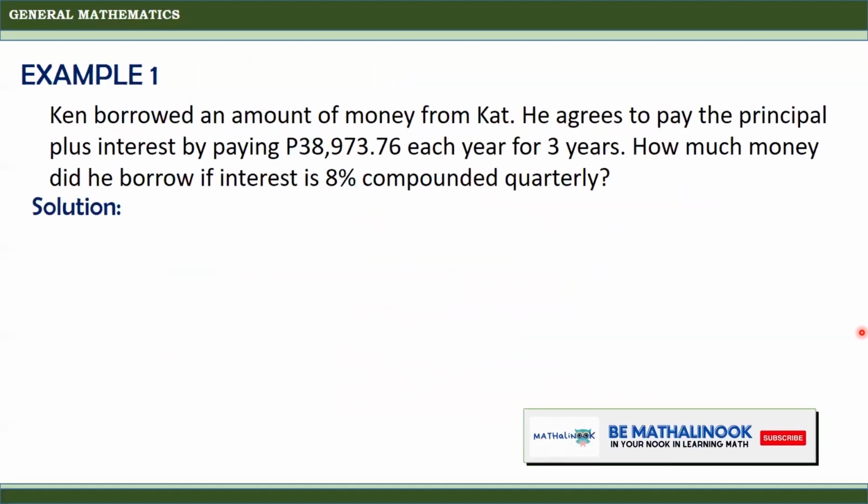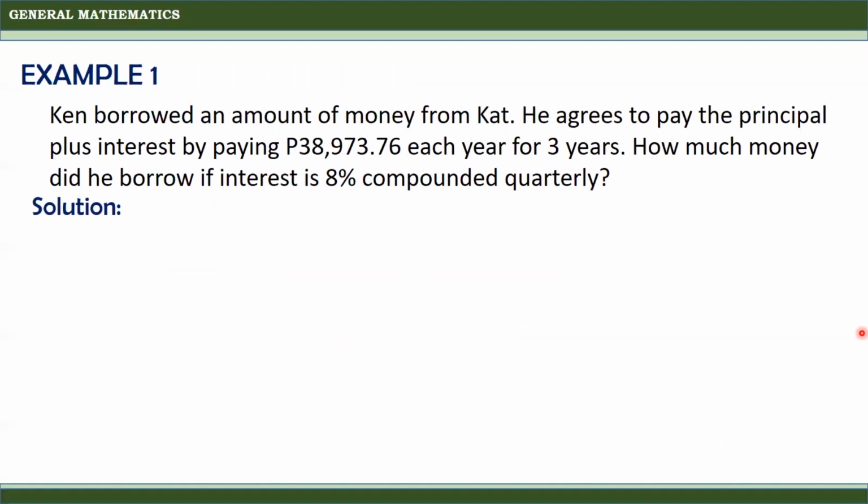Let us try to solve an example. Ken borrowed an amount of money from Kat. He agrees to pay the principal plus interest by paying 38,973.76 pesos each year for 3 years. How much money did he borrow if interest is 8% compounded quarterly? In here, notice that the payment interval of Ken is every year, while the interest rate per period is quarterly.